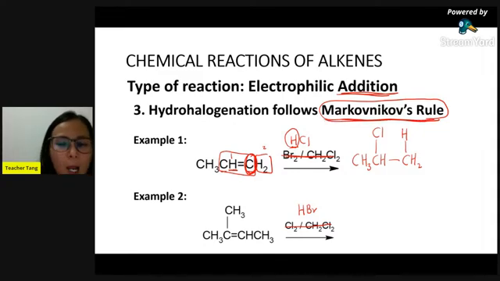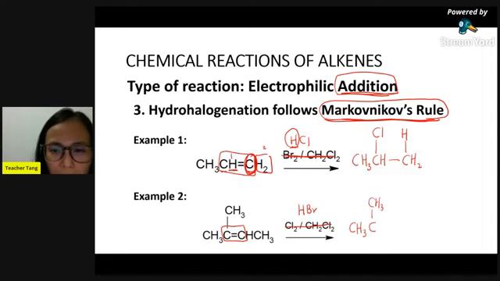Okay, and then this is an alkene. So an alkene undergoes addition type of reaction. So what is an addition reaction? Remember, the double bond becomes a single bond.